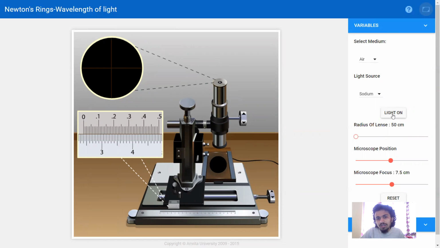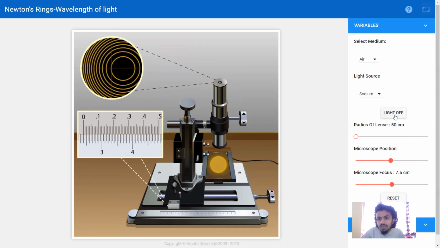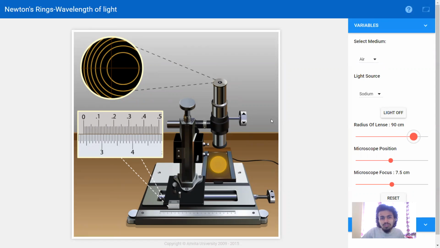The light source is sodium, and let me turn the light on. Okay. And for the radius of the lens, in my experimental set of observations, I have chosen a radius of lens of 90 centimeter. It is better to take a larger radius of lens since we get separated rings, meaning a larger radius of ring, and it is easy to find the diameter of the ring in the microscope. And here we take the reading edge by changing the microscope position.